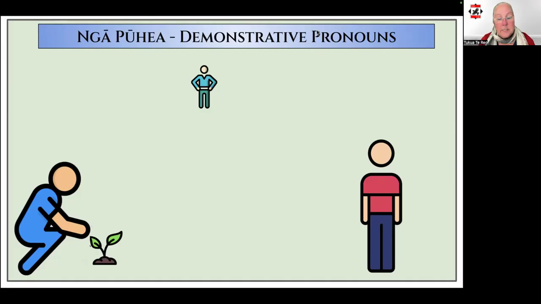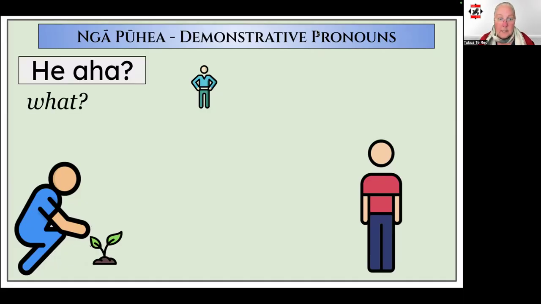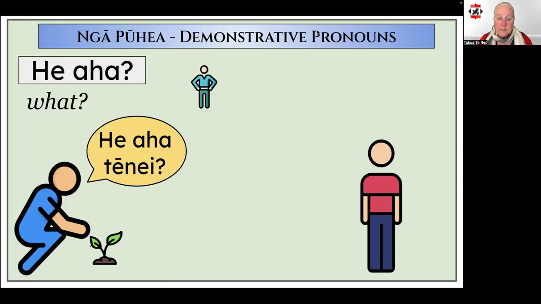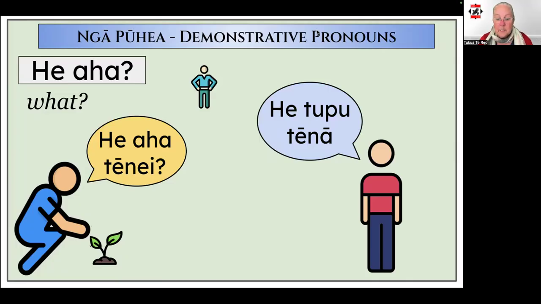Let's have a look at some sentence examples now. We'll start with our kupu pātai, he aha. What? Hone is asking Pio, what's this? He aha tēnei. About the thing he's crouching next to, which is a seedling. To answer this question, Pio would say, he tupu tēnā. That thing near you is a seedling.